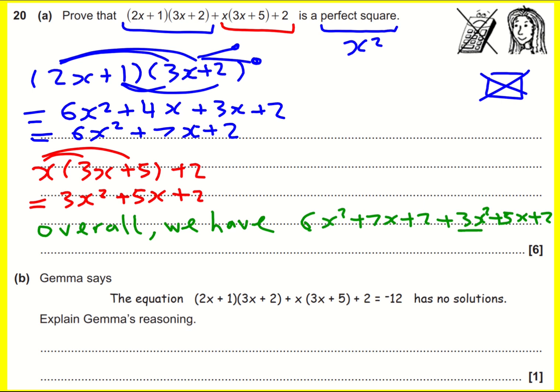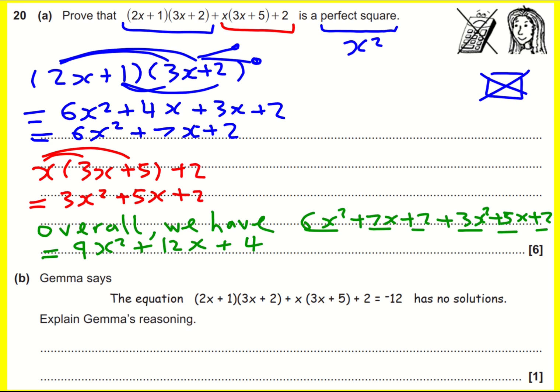Combine like terms. I'm going to get 9x squared. I'm going to get 12x. And I'm going to get 4. Okay. Now that's 4 marks for that bit. How now to get it as a perfect square?